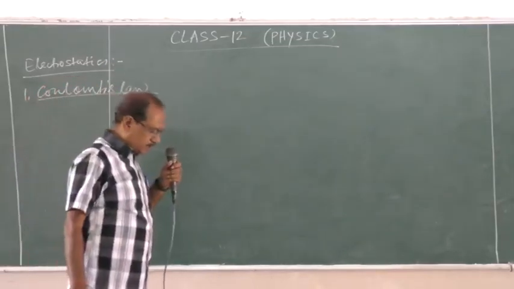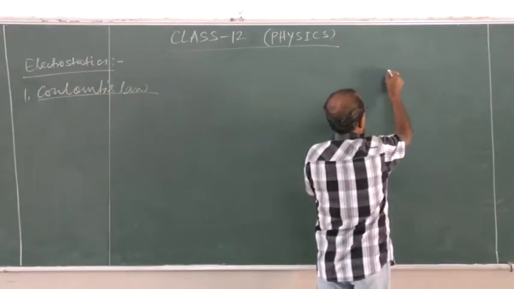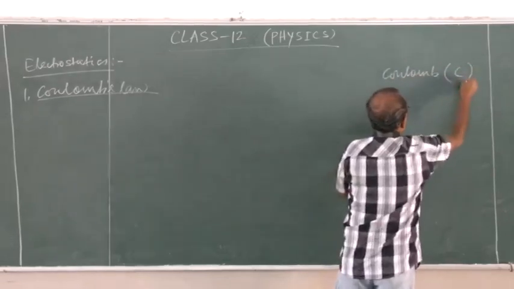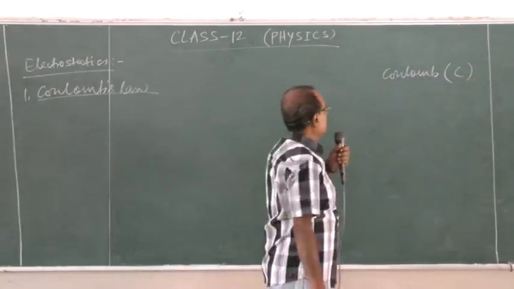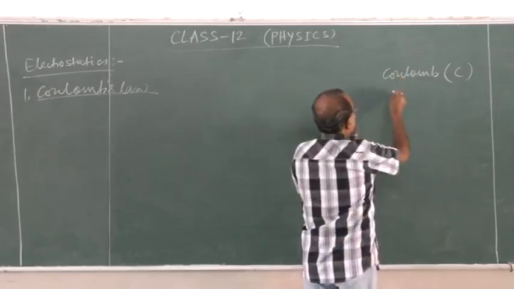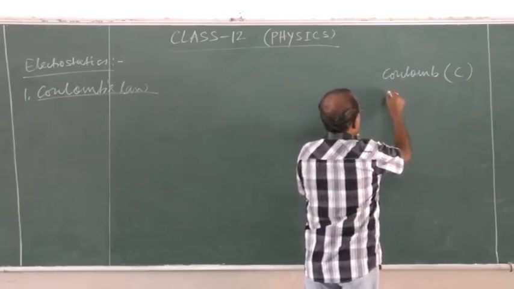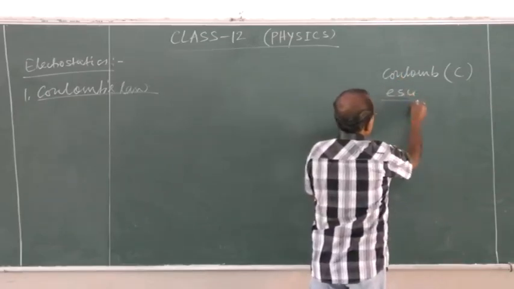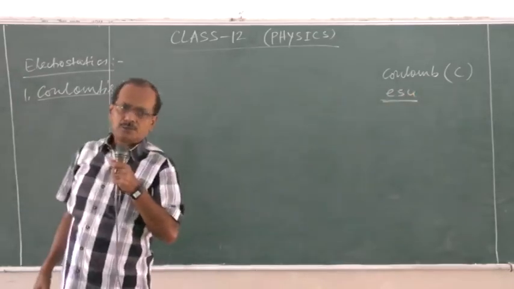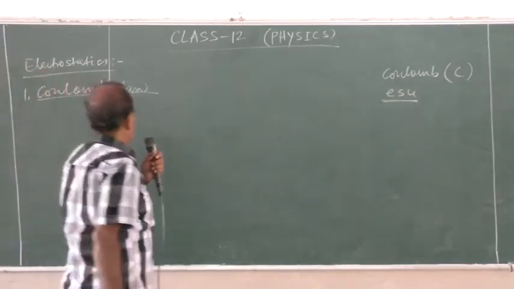Before that we have to know about the unit of charge. The unit of charge is Coulomb, denoted by capital C. This is the SI unit generally, and there is another unit, the CGS unit, that is ESU, electrostatic unit. That we will also use sometimes, but Coulomb is the main one.